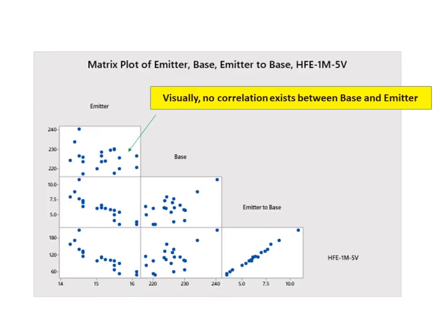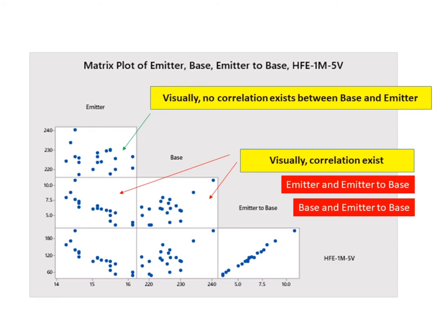Let's plot the matrix plot to examine the relationship between these 3 predictor variables. Visually, we observe that there is no correlation between base and emitter. However, the correlation exists between emitter and emitter to base, as well as between base and emitter to base.